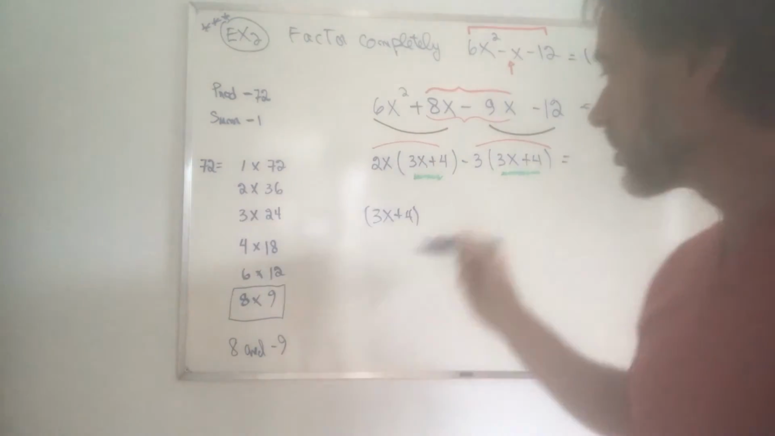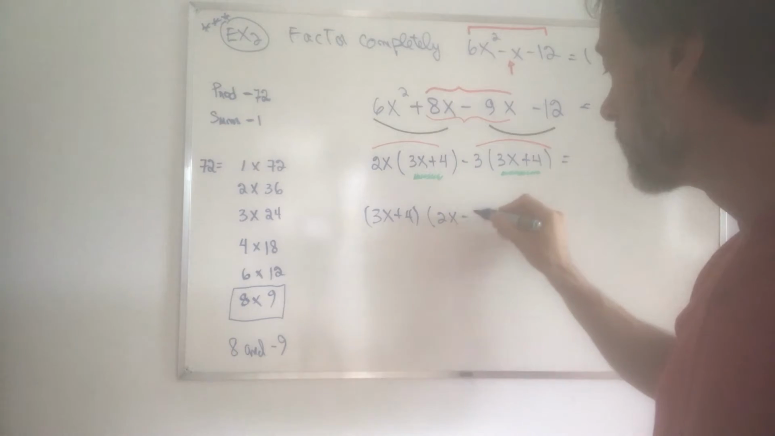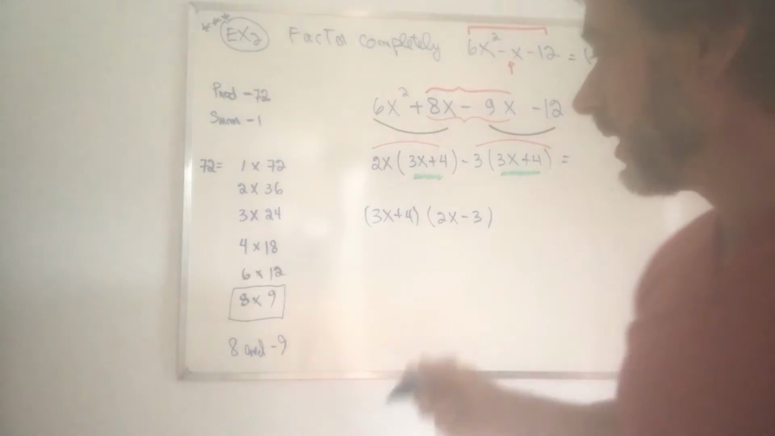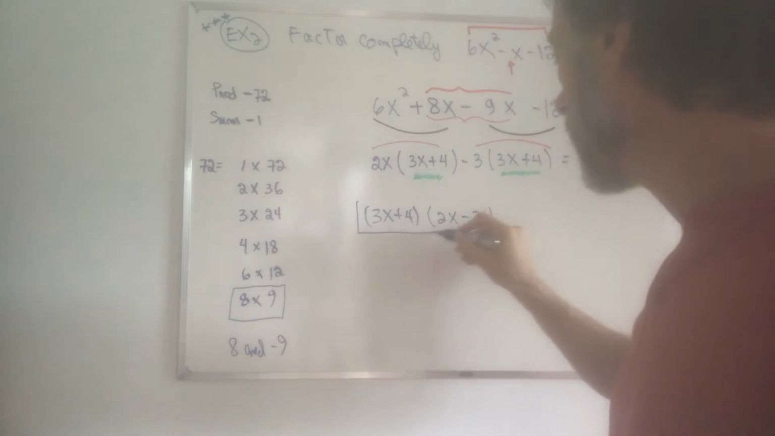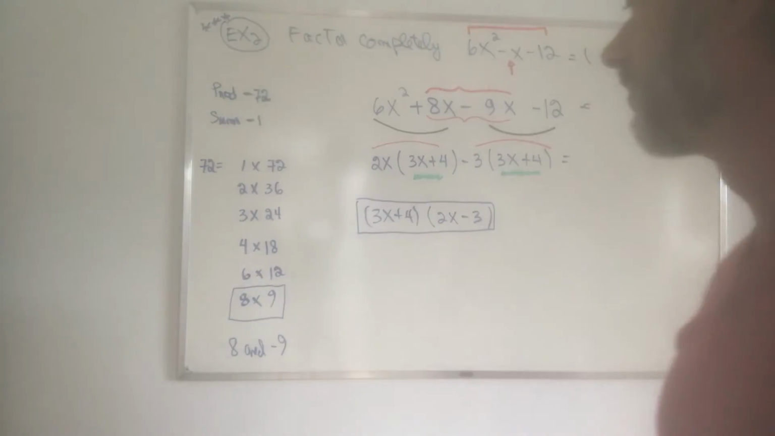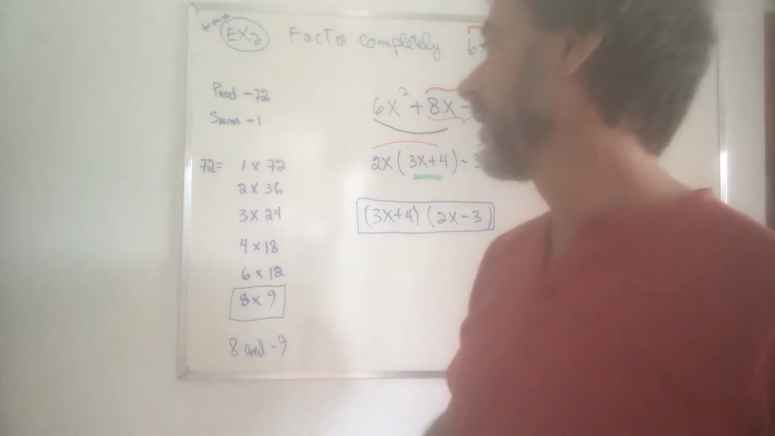Clearly the bracket is common to both. That's the way we wanted it. And that's 2x minus 3. And now that factoring is complete, and that's my final answer. It cannot be factored any further. All right, so that's your standard general trinomial.